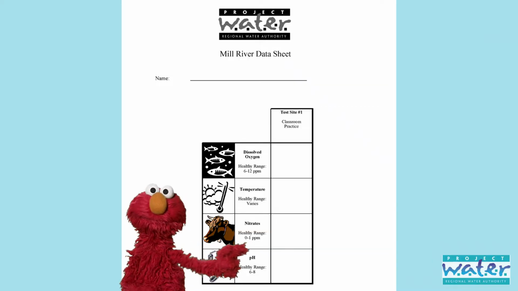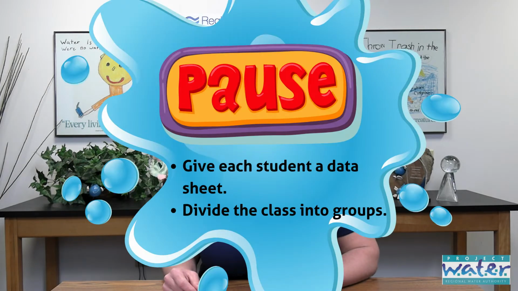While we're doing our testing today, you're going to need to record your results on a data sheet. When you get your data sheet, I want you to notice that below each test, there's a healthy range listed. Those are the ideal results that we want to find when we're testing the river water. We're going to pause the video here so your teacher can pass out data sheets to everyone and divide the class into 5 groups.